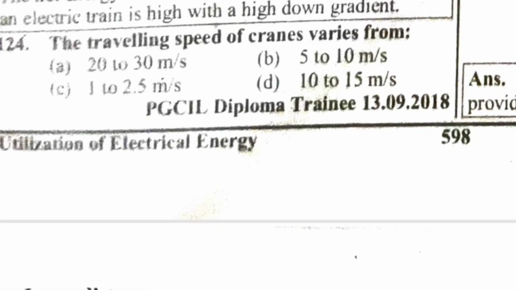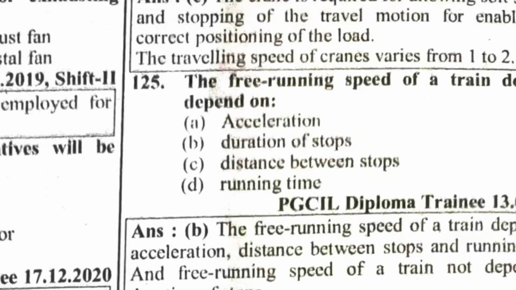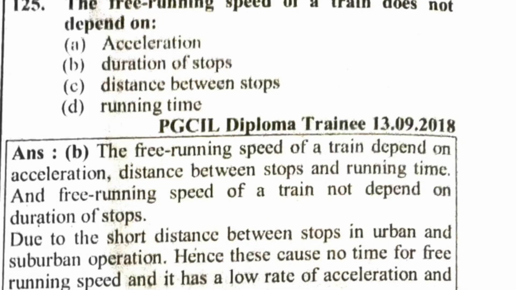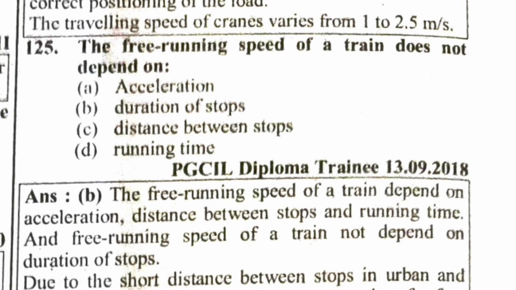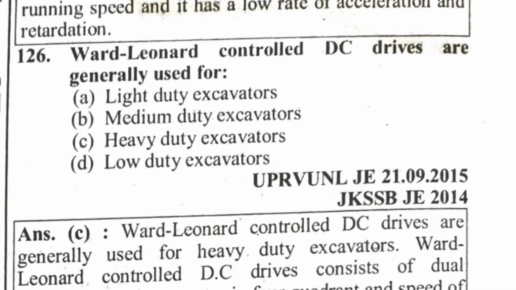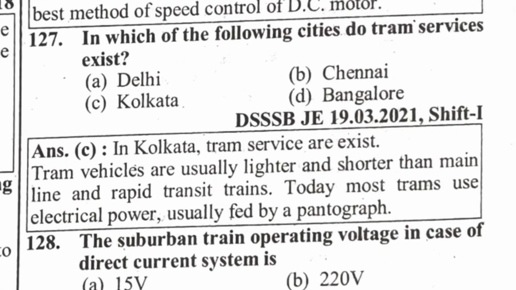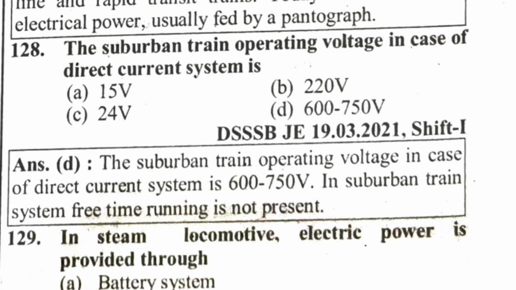The traveling speed of a crane varies from 1 to 2.5 meters per second. Free running speed of a train does not depend on duration of stops. Ward Leonard control DC drives are generally used for heavy duty excavators. In which of the following cities do tram services exist? Kolkata. The suburban train operating voltage in case of direct current system is 600 to 750.